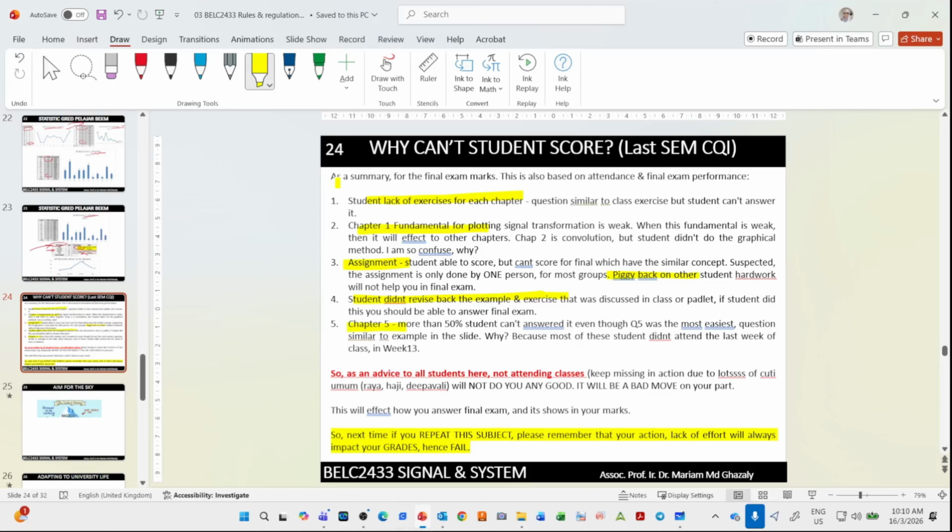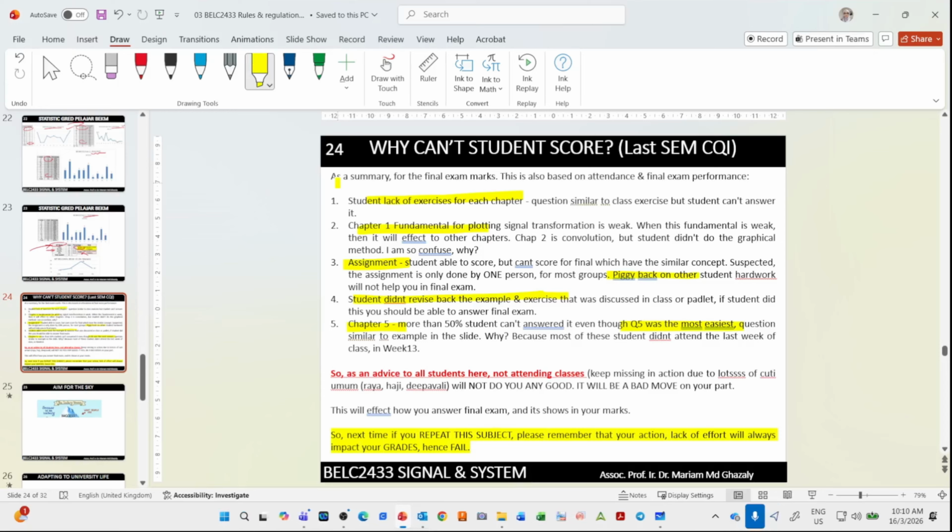Chapter 5. Chapter 5 is the last chapter, and unfortunately that week during that semester was Raya Haji. So during that week, most students, less than 50%, didn't come to the physical class. There was no hybrid class yet, because Raya Haji was during study week, but students just disappeared. Because most students didn't attend the chapter 5 topic, and chapter 5 was the easiest question, students just skipped that, and that's the reason why students failed the final exam or didn't get good marks.